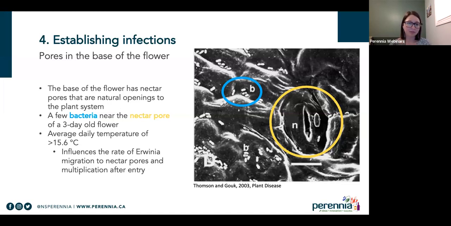And this is a 3-day-old flower, so you're seeing some of that bacteria that has already reached the base of the flower. And then in order for these infections to become established, we do need some warmth for the bacteria to be able to move and continue to multiply and enter the nectar pore. So that would be a daily temperature of 15.6 degrees Celsius. That's what's used in the model. And it influences that rate of migration to the nectar pores, and also once the bacteria enter the plant system.